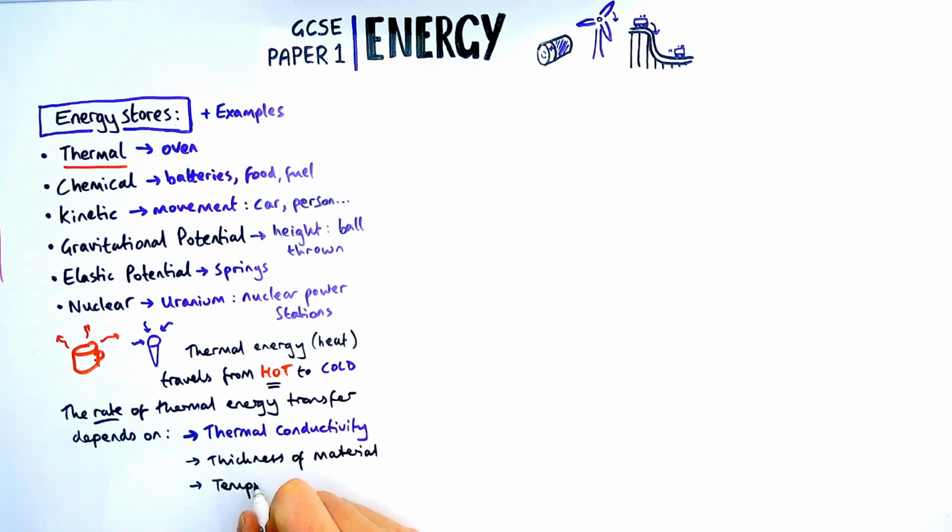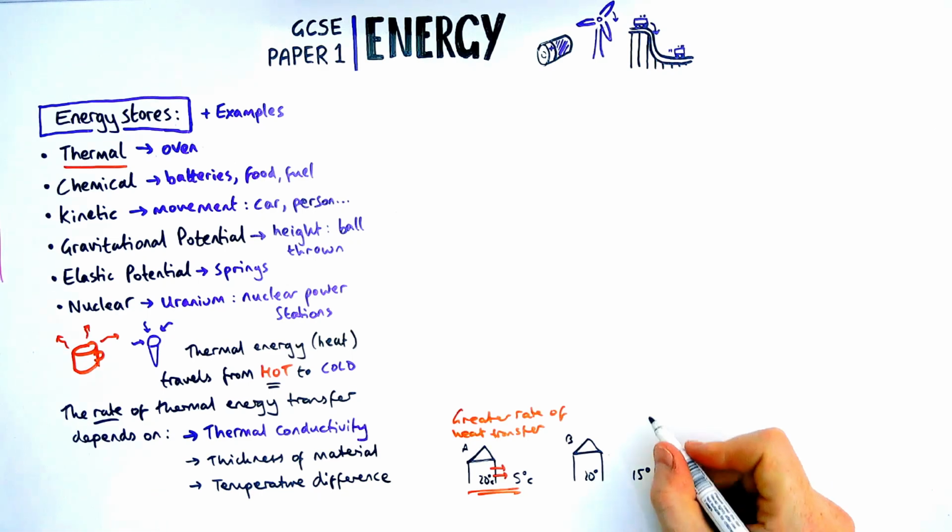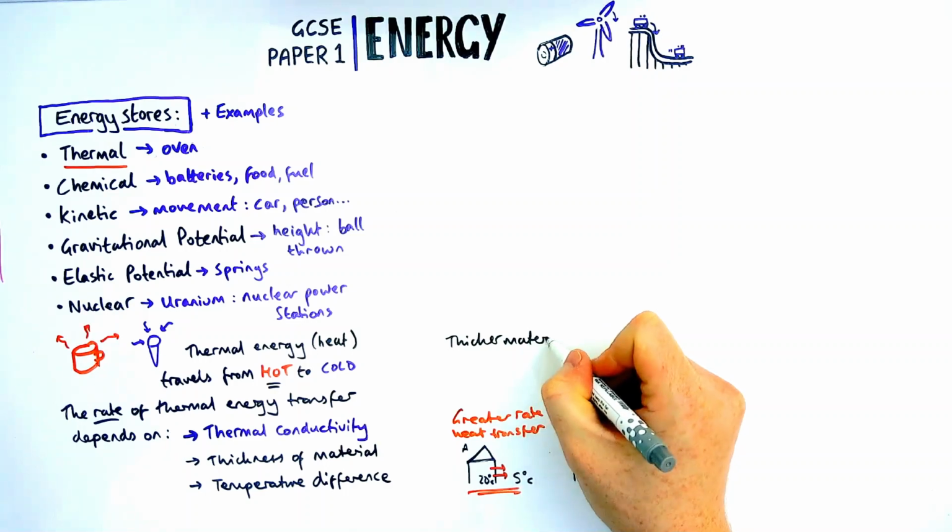So temperature difference, I think, is one of the easier ones. If you've got a house on a cold day and it's 20 degrees inside, there's going to be a greater rate of heat transfer than if the outside temperature was more similar to the temperature inside the house. So a greater temperature difference means a greater rate of heat transfer.